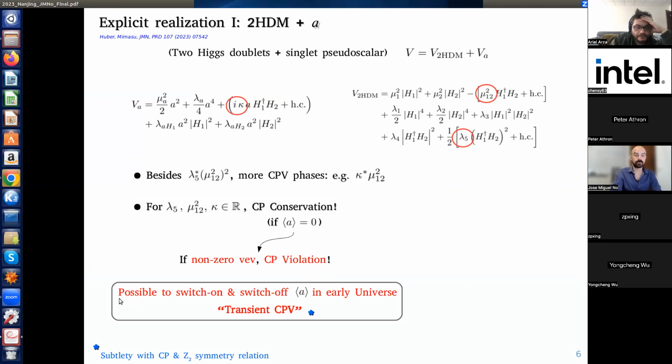So then it is possible to switch on and off this VEV in the early universe in order to get a transient period of CP violation. That's what I'm going to be doing, essentially. There is some subtlety regarding the Z2 symmetry and CP, how they are connected. I will talk about this later on in the talk. But let me put this under the rug for a second. So this box here fully applies. I switch on and off, and I have transient CP violation. And this is what I'm after.